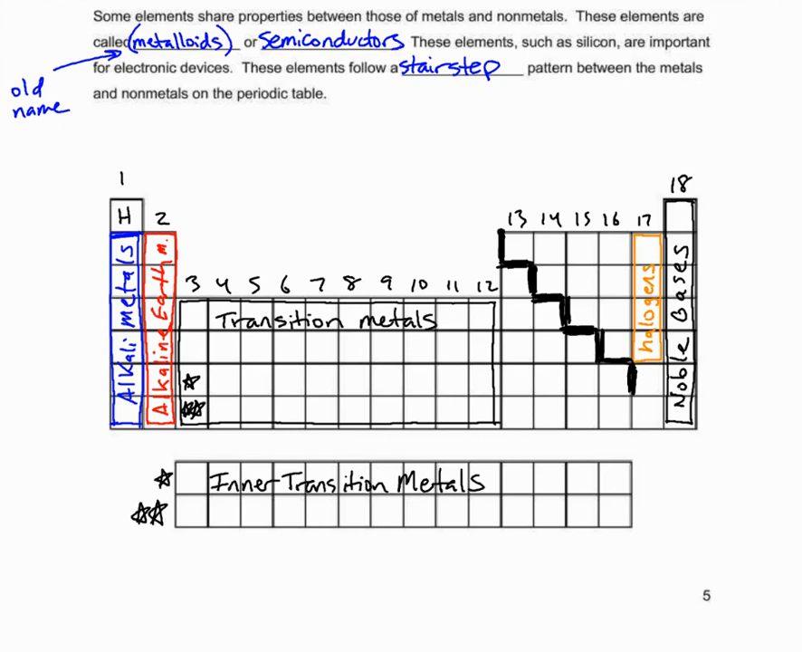So I'm going to use some dark green here. So boron is a semiconductor. Aluminum is actually a metal. I know it borders the stair step, but it's really a metal. Silicon, this one, filling all of these in, and then that one too. So I'll label these. These are our semiconductors here.